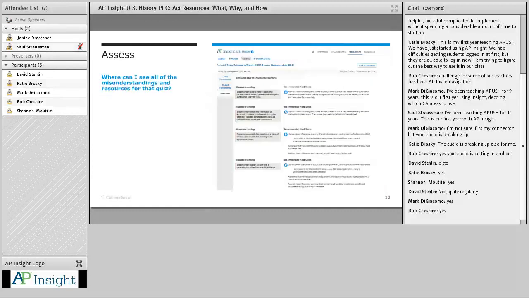Let's move to the next slide. Where would you be able to find all these misunderstandings and resources for that particular quiz? Well, you can access all of that, the misunderstandings, the recommended next steps, and the ACT resources for the quiz, by clicking on the resources link from the dashboard. It's on the left-hand side, as you can see, and then that brings up all the possible misunderstandings, and the ACT resource and recommended next step that goes with each.